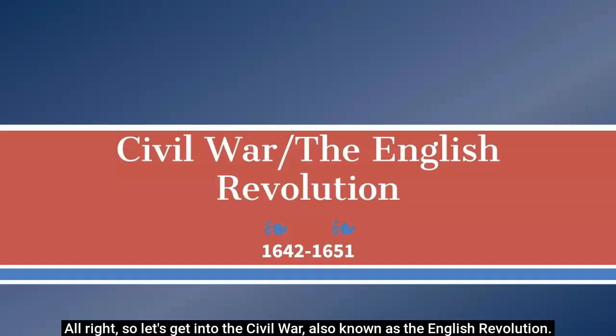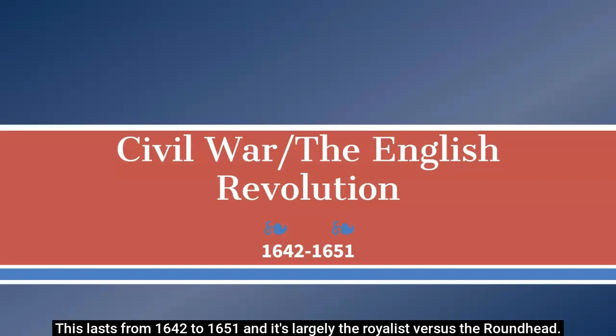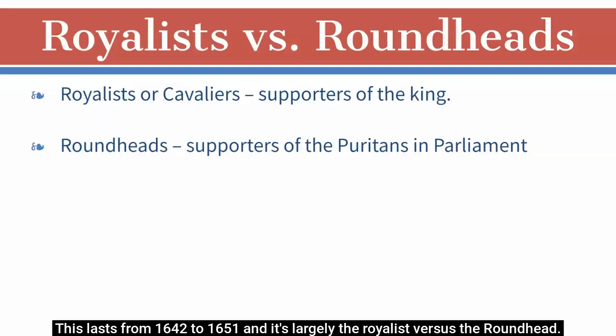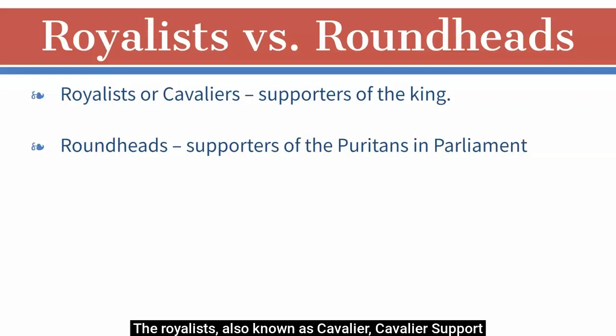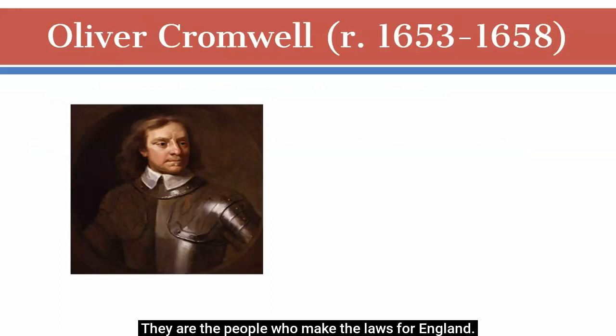All right, so let's get into the Civil War, also known as the English Revolution. This lasts from 1642 to 1651, and it's largely the Royalists versus the Roundheads. The Royalists, also known as Cavaliers, support the king. The Roundheads support the Puritans, who are making a Parliament. If you don't remember from a few lessons ago, Parliament is very similar to what we have in America known as our Congress. They are the people who make the laws for England.